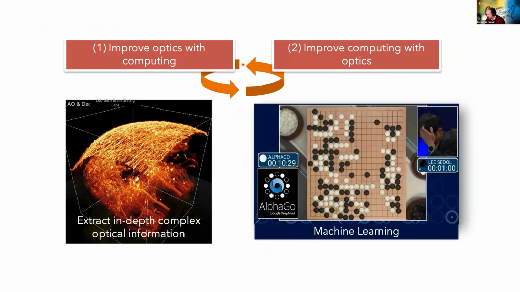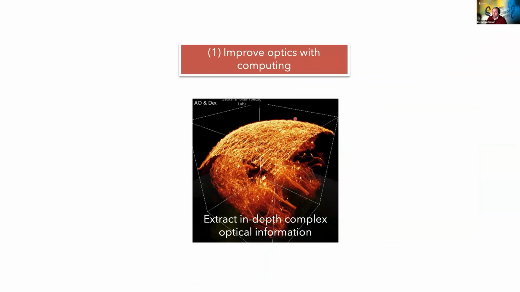Okay, and I want to show in the little time I have two examples of the use of this concept. On the one hand, to improve optics, and in particular imaging, from this computing concept, to extract in-depth information from a complex medium. And the other aspect that I just want to briefly mention is how we can improve computing with optics and do some kind of optical machine learning. Okay, so first, from the imaging point of view, how can we extract in-depth information from a complex medium?